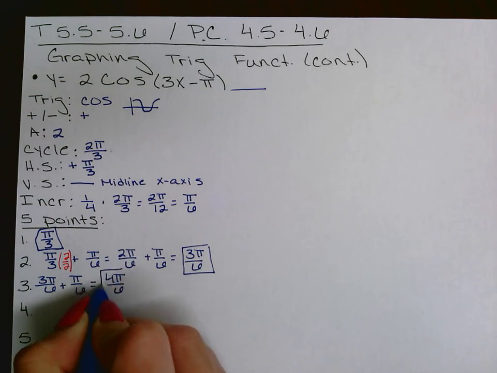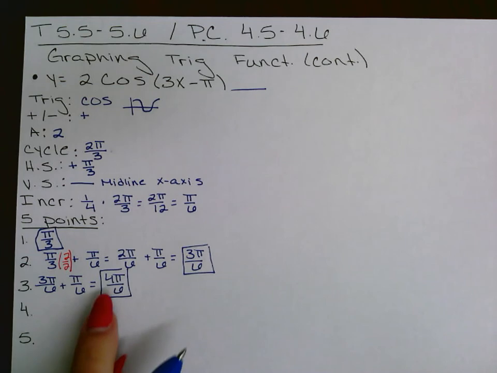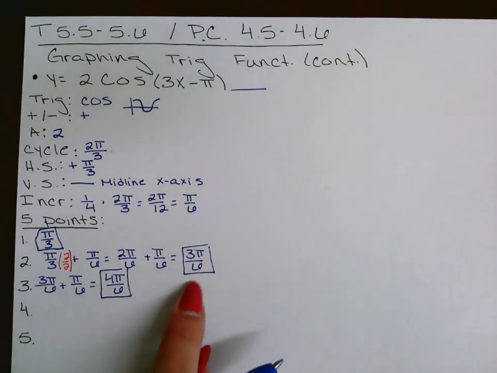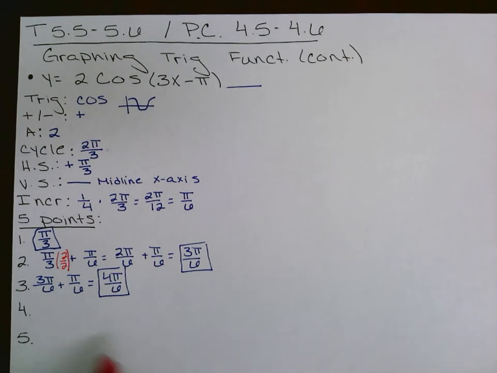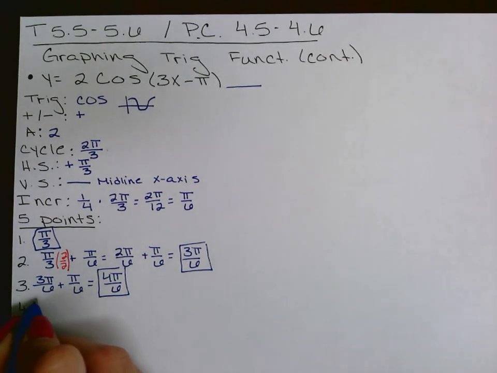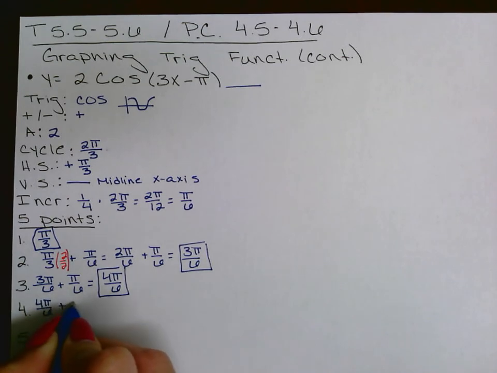And hopefully you start seeing the pattern. If I'm continuously adding a single pi over 6, it went from 3 pi over 6, 4 pi over 6, then I'm going to get 5 pi over 6, good. And then I'd get, right. I'm going to go through the motions for your notes. But feel free to use that thought process, okay?